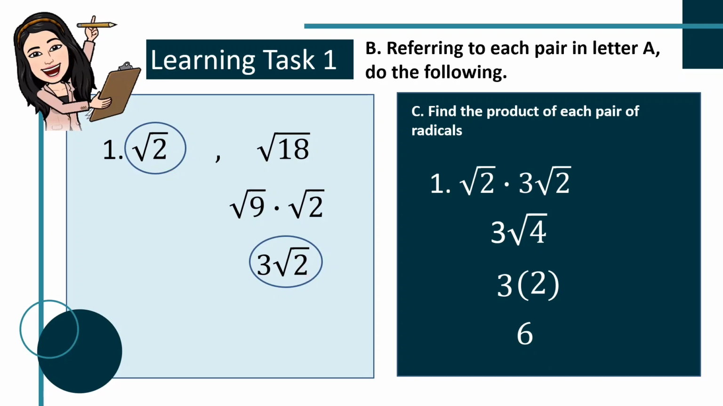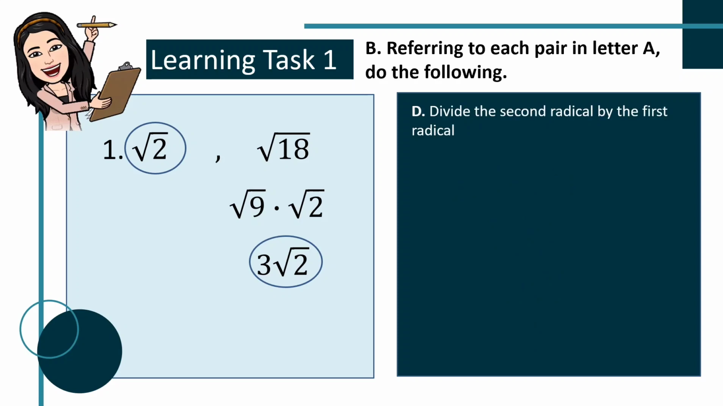Okay? Letter D. Divide the second radical by the first radical. Ayan. Sino ang i-divide natin? Yung second radical. Nino? Ng first radical. So, ibig sabihin, ang ating magiging equation or expression will be 3 square root of 2 divided by square root of 2. Okay? So, here, ilagay muna natin siya into fraction form. So, that would be 3 square root of 2 divided by square root of 2.